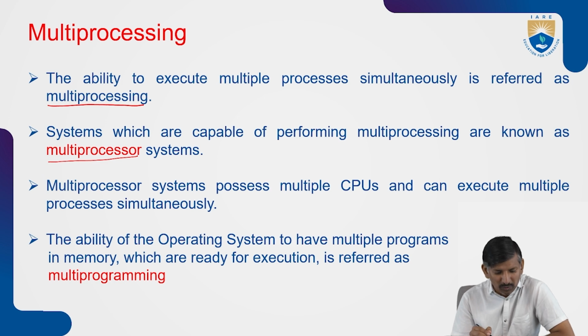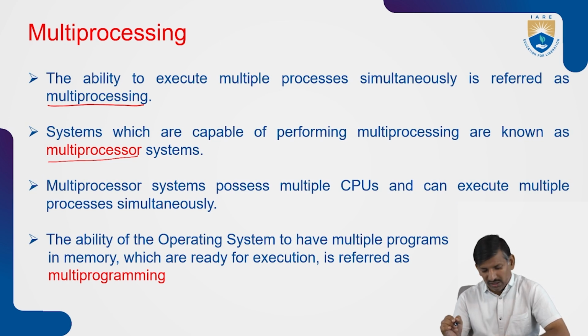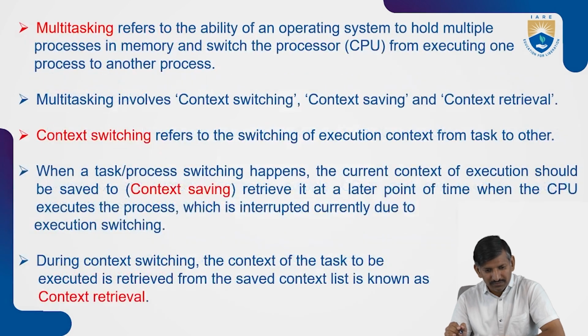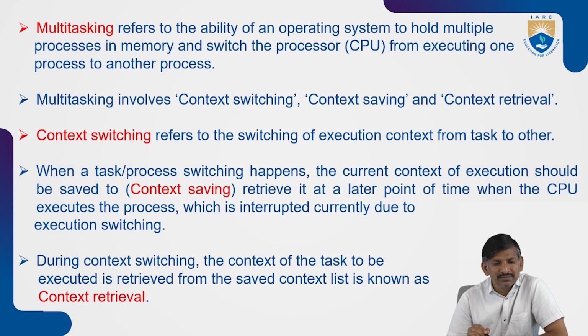So we are executing multiple programs, switching from one to another, called multiprogramming. The ability of the operating system to have multiple programs in memory which are ready for execution is referred as multiprogramming. Multitasking means same. Refers to the ability of the operating system to hold multiple processes in memory and switch the processor from one to another.